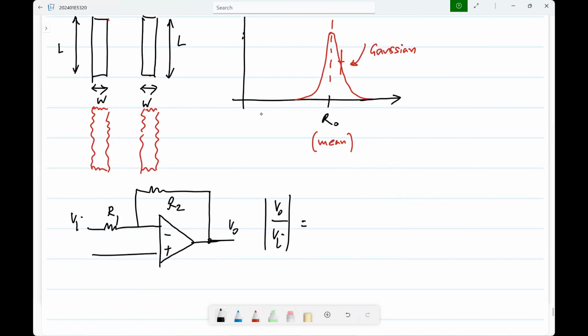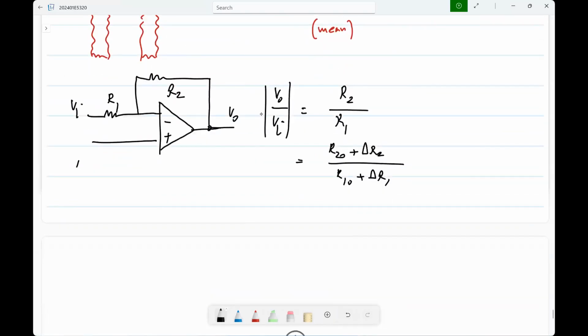This gain magnitude will be R2 by R1, but each one will be, let's say, R2 naught plus delta R2 by R1 naught plus delta R1. Okay. And of course, we'll assume that these delta R's are much smaller than the mean value. The random effect will be small. We'll later see that we can use small signal analysis to calculate all of this. And this can be reduced with this approximation.